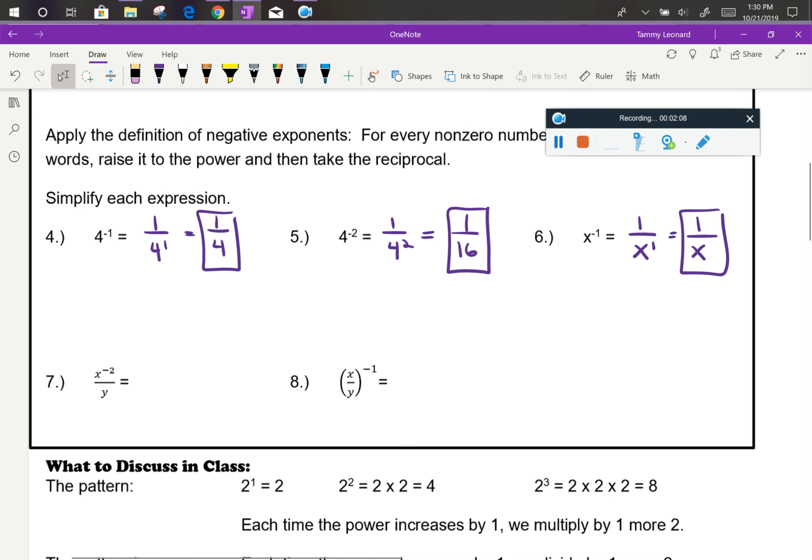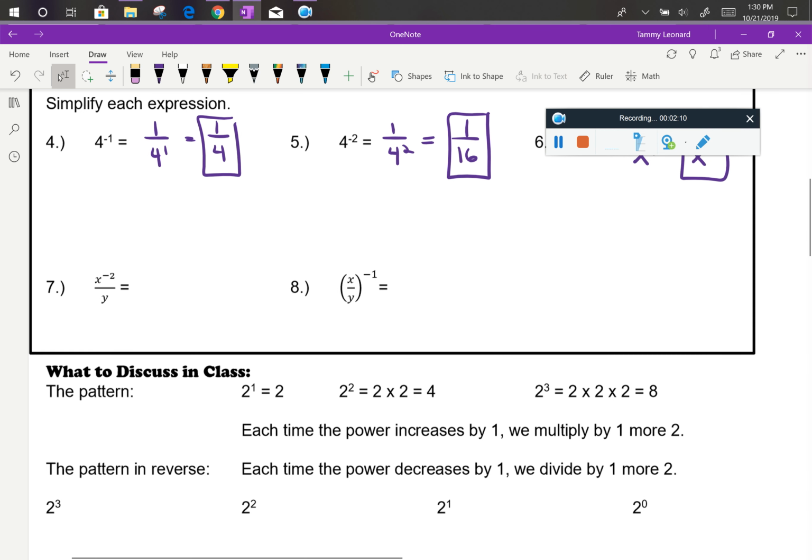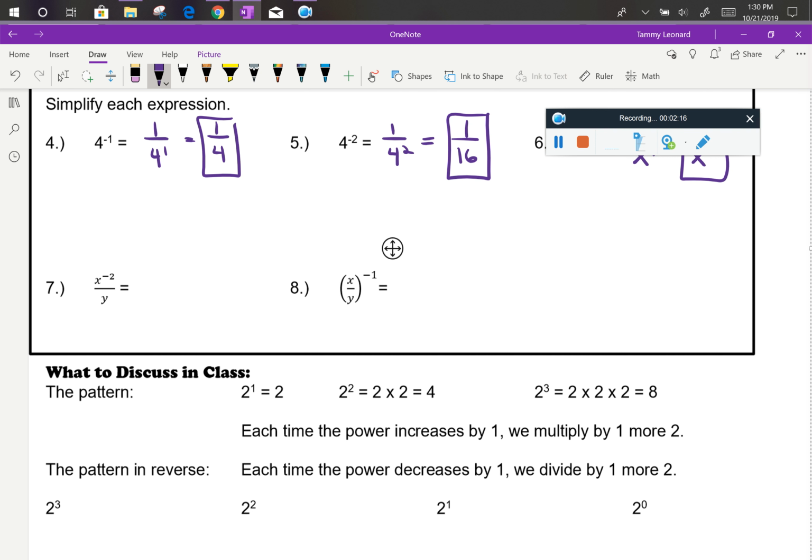In problems 7 and 8, we're getting a little more complicated. Notice you have one part of this fraction that has a negative exponent and another part of the fraction that does not have the negative exponent. While there are lots of different ways to think about this, what you want to realize is that this part, the y, has nothing to do with the power and therefore is not going to go anywhere.